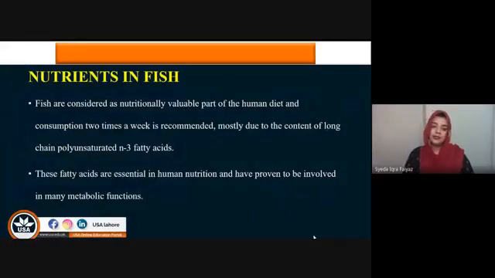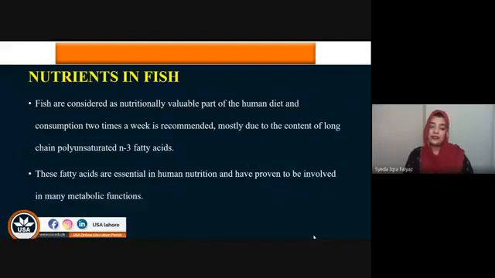Now we come to the nutrients present in fish. It is very important that before you start off with fish cookery, you know why fish is very important, and what the nutrients present in fish are, so that you realize how you're going to cook it in order to keep the fish from nutrient losses.